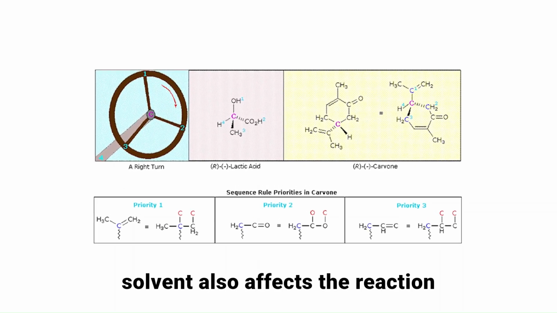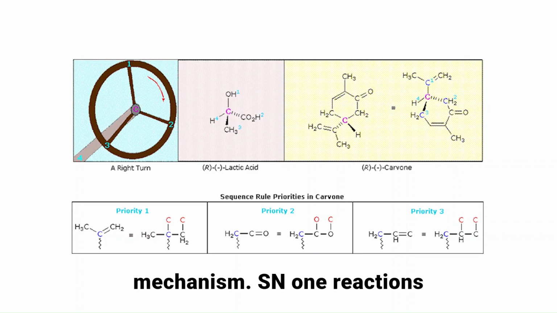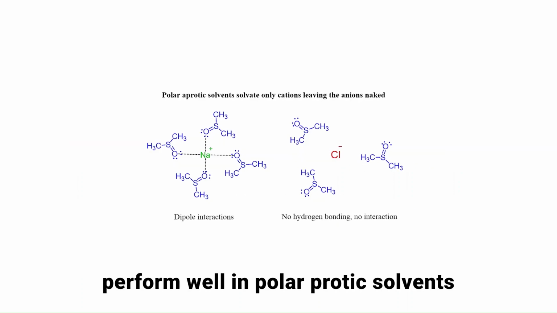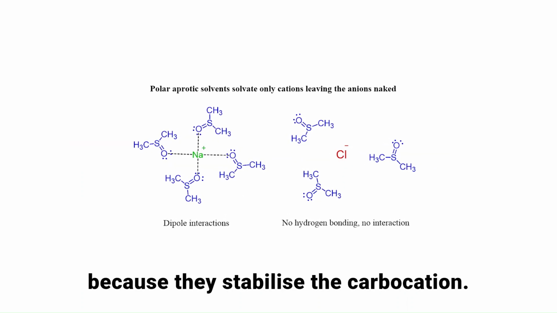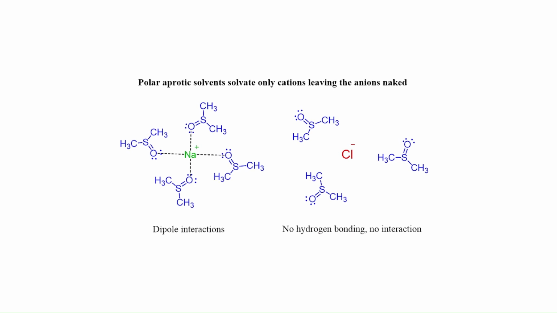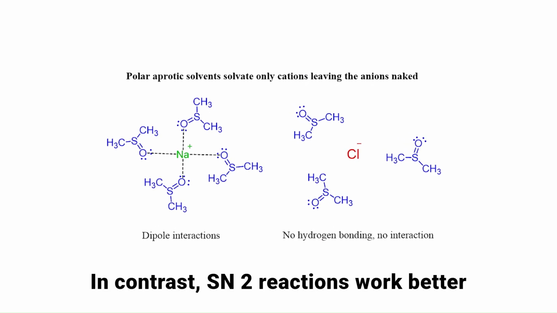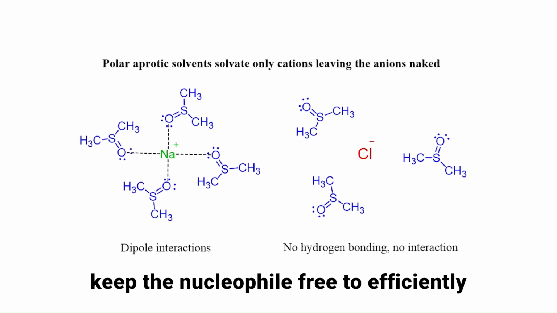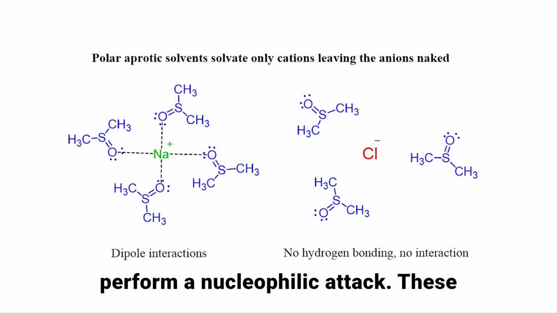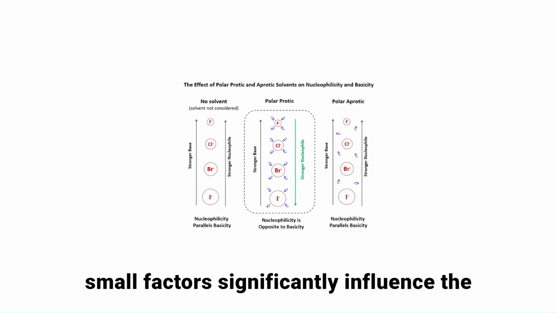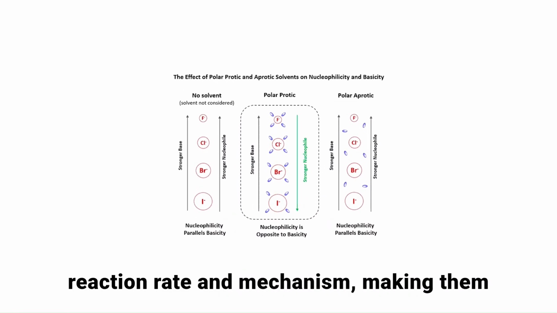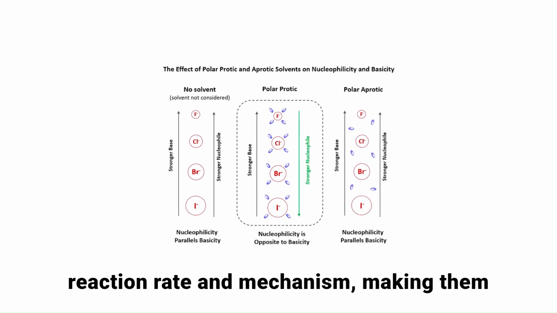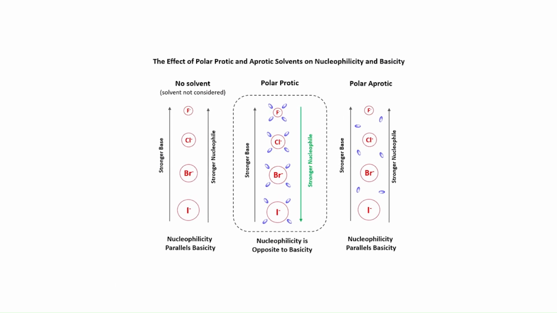The choice of solvent also affects the reaction mechanism. SN1 reactions perform well in polar protic solvents because they stabilize the carbocation. In contrast, SN2 reactions work better in polar aprotic solvents because they keep the nucleophile free to efficiently perform a nucleophilic attack. These small factors significantly influence the reaction rate and mechanism, making them important for competitive exams.